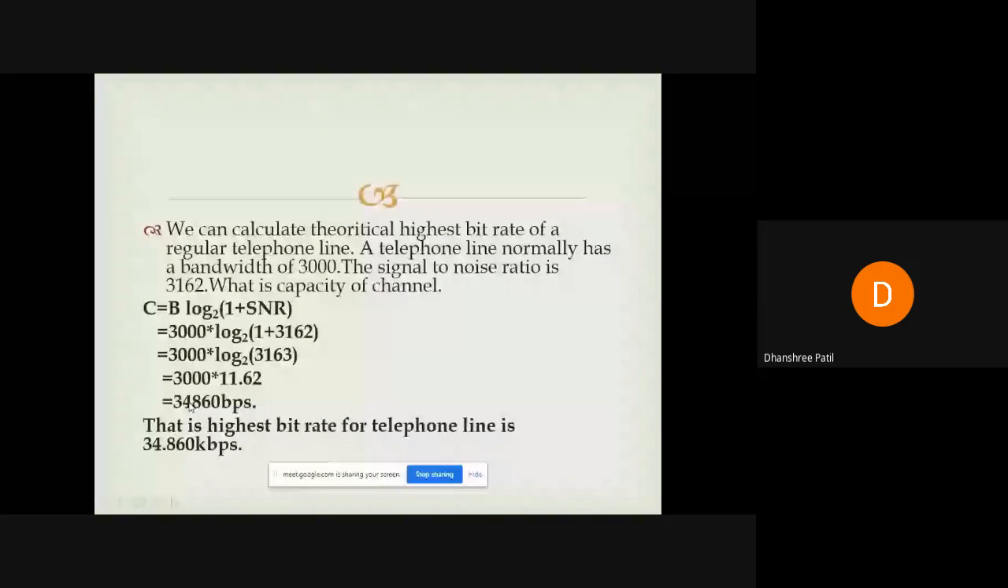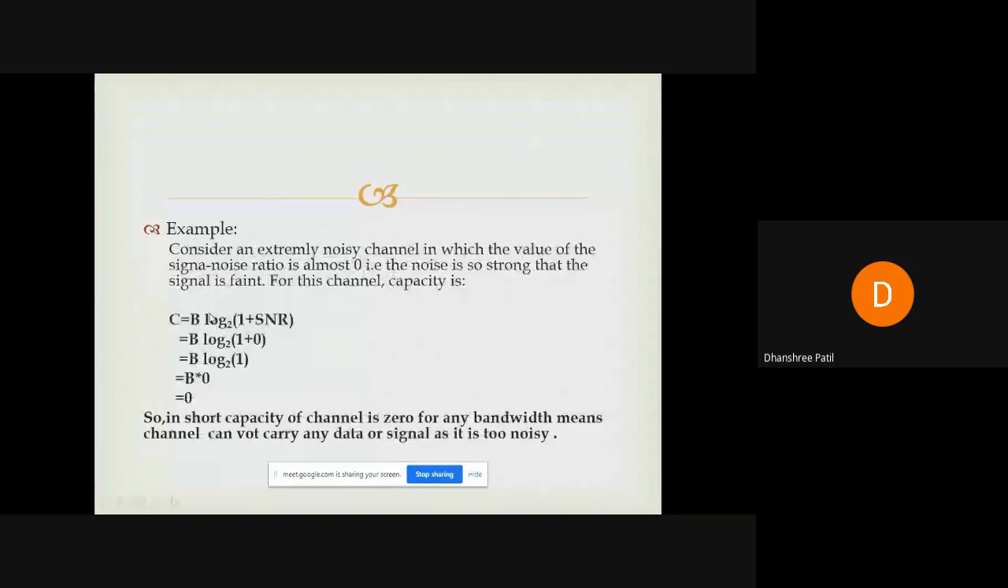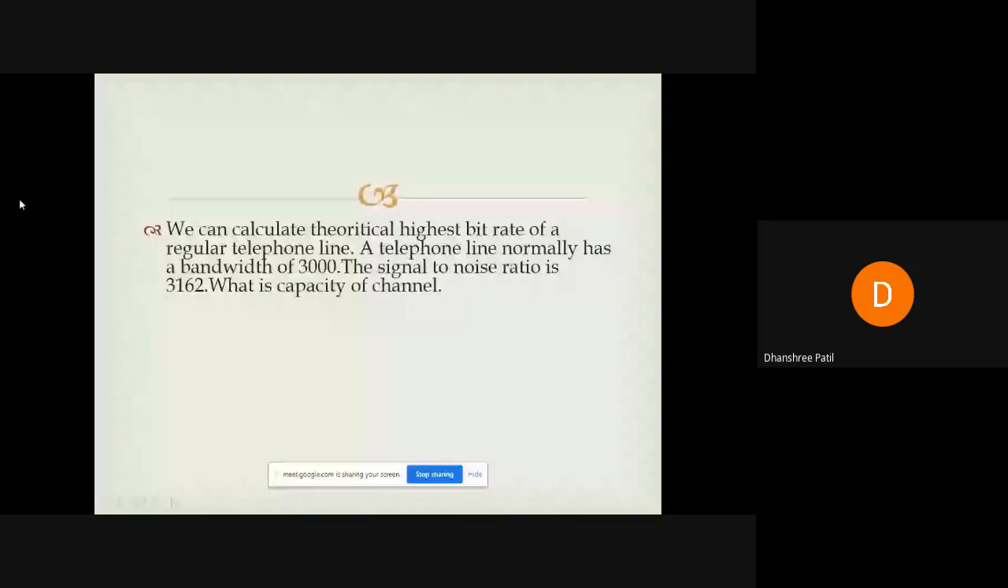This is the answer. It means that for this particular condition, the highest bit rate for this particular telephone line is 34.860 kbps, or 34,860 bits per second. This channel can carry this much data every second. So what is the conclusion from these two? If signal to noise ratio is minimum, the capacity of the channel is also minimum. And if signal to noise ratio is higher, then the capacity of the channel is also higher.